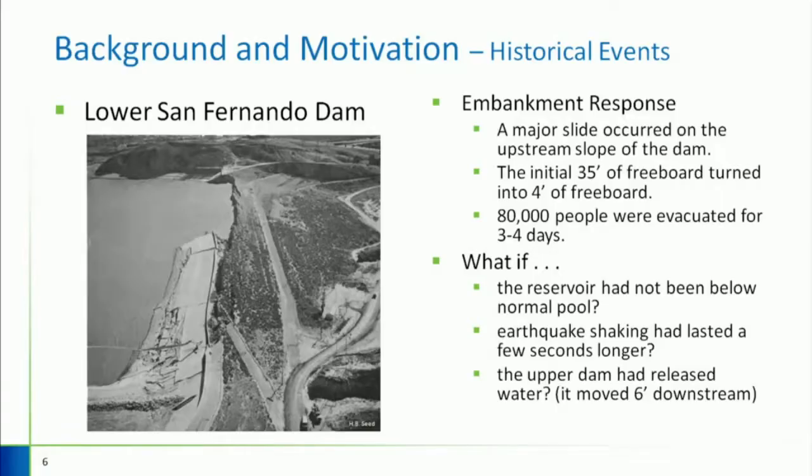So the big question here is a bunch of what ifs. It was below normal pool at the time that this event occurred. What if it was at normal pool? What if the earthquake was a little bit longer and moved just a little bit more material? There's actually an upper dam connected to this one that showed a settlement of its crest. What if that dam had failed and then impounded even more water into this structure?